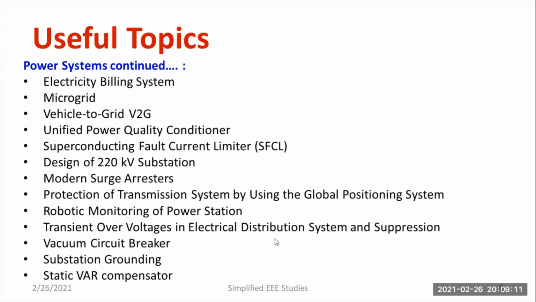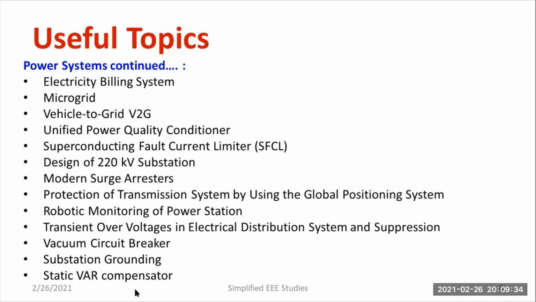Transient over voltages in electrical distribution system and suppression. So that is very important. So you have to do some kind of mathematical analysis. Then the topic will become quite interesting and acceptable. And vacuum circuit breaker, and you can go for any type of circuit breaker design, all those things you can go for that. It's a very good area, and you should have some good idea about mechanical construction also.